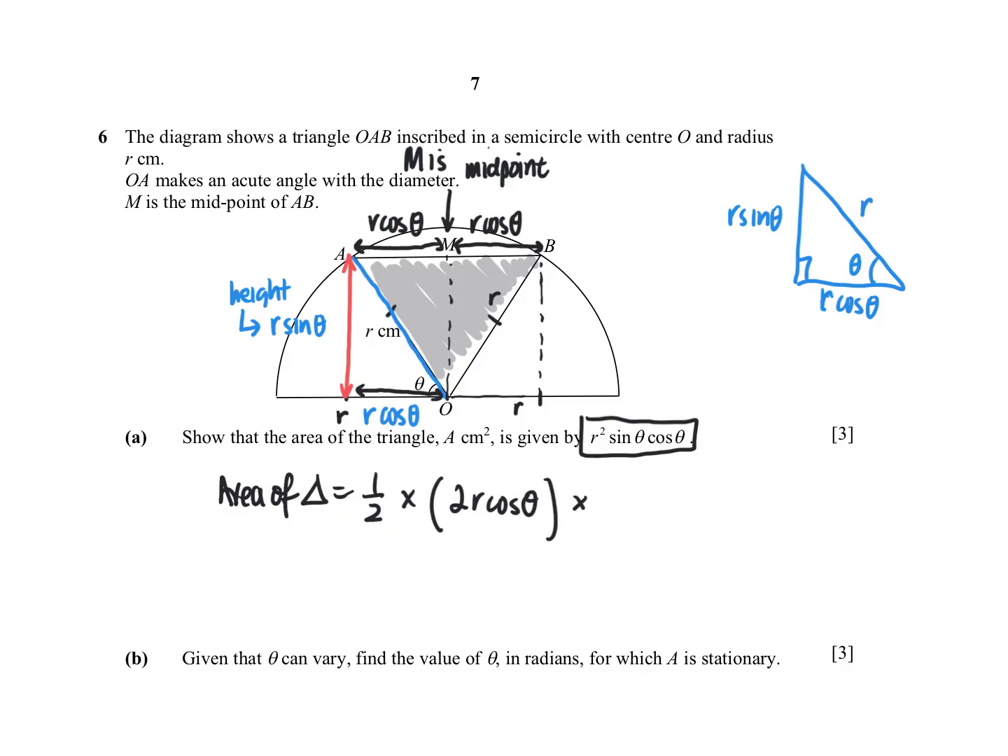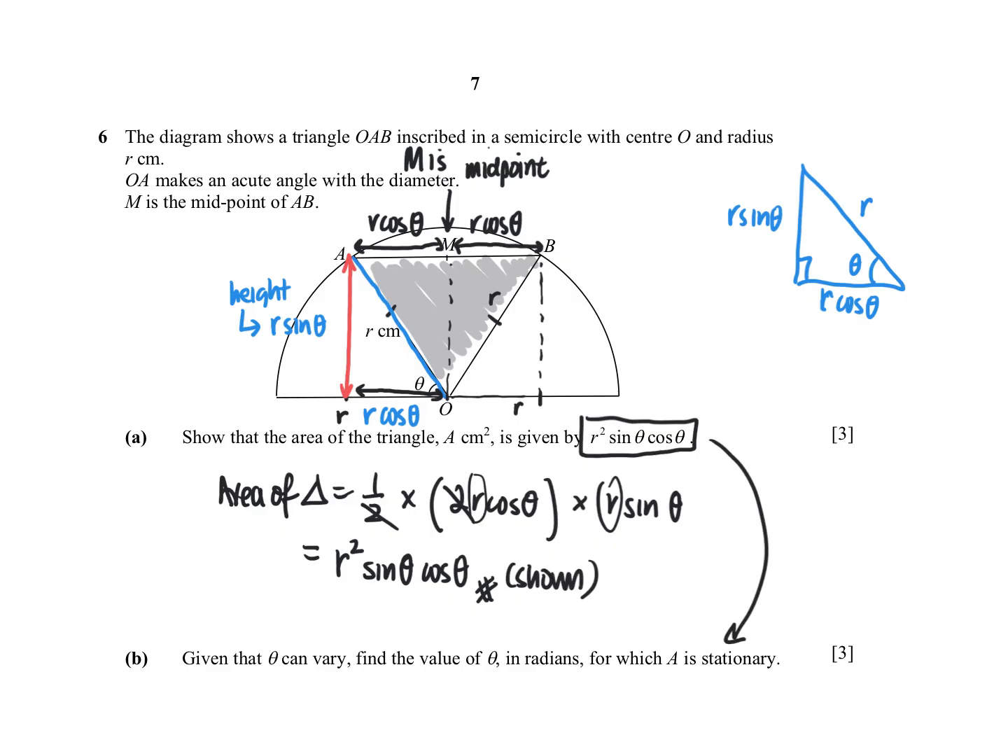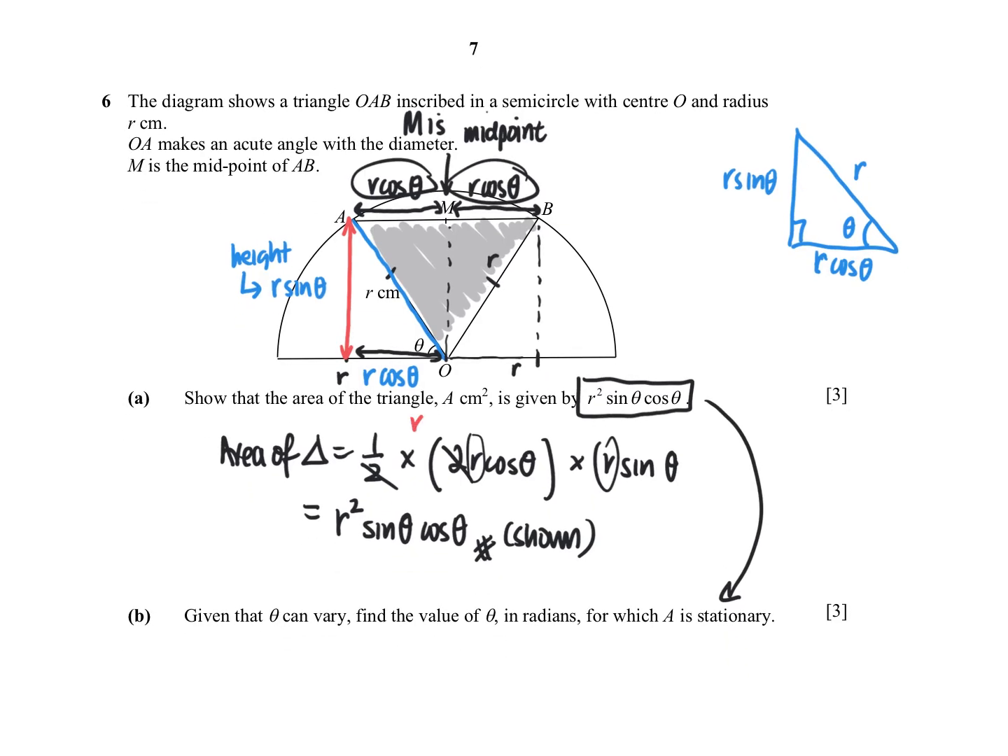Times the height, which is r sine theta. Don't solve. Multiply can. So r squared sine theta cos theta, shown. Even if you can't show the first one, don't worry, because you can still use this answer for the next part. R cos theta plus r cos theta becomes 2r cos theta. This is r cos theta.